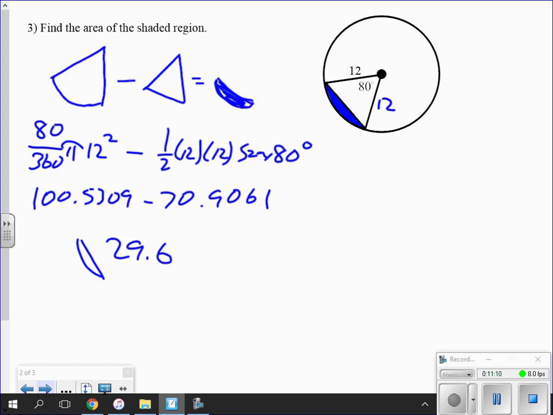What's my final answer? One decimal place. When do I round off? At the end. So you should always carry more decimal places, more units in your work than your final answer, because if you round off early, you might get round off error.